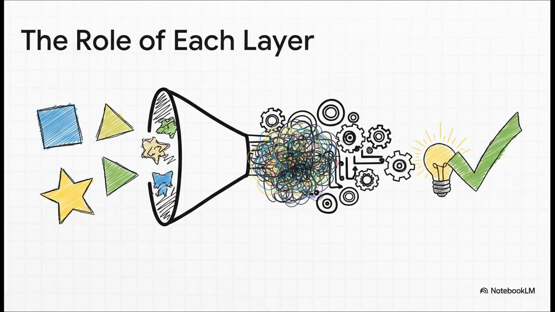Easy. Now, the hidden layers, that's where the real magic happens. This is where the thinking goes on. They take the raw features and start combining them to create more abstract, higher-level patterns. And finally, the output layer takes all that complicated processing and distills it down into one simple final prediction.